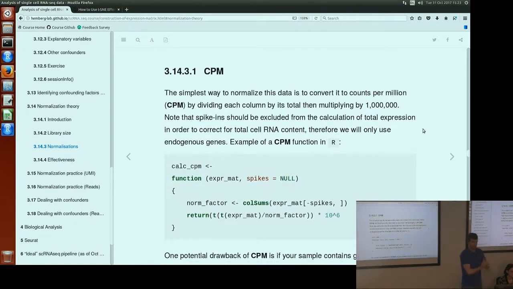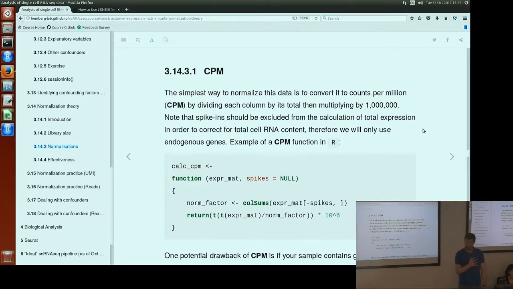So CPM is one of the easiest ways to normalize data in this way. We're going to take the counts and convert them to counts per million. That's as simple as it sounds. We would just do that by dividing each column, so the values for each cell, by the total counts and multiplying by a million. That gives us counts per million. If we do this in single-cell expression data with spike-ins, then we should exclude the spike-ins from this calculation of total expression. We want to be looking at the total expression for the endogenous genes for a cell in order to correct for the total cell RNA content.